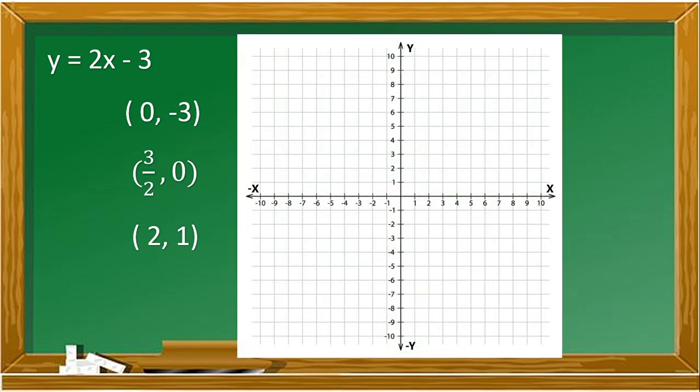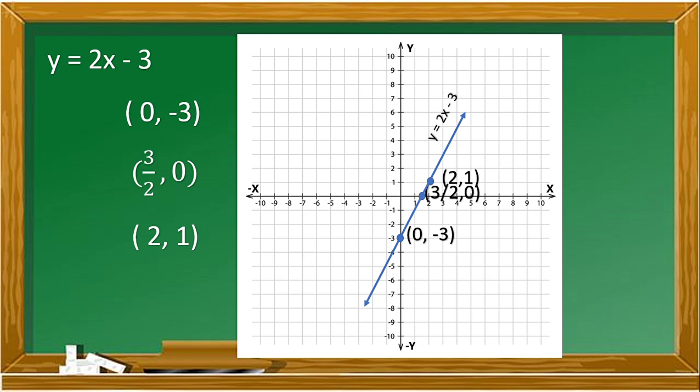So let's plot first (0, -3). Next, (3/2, 0). And then the last is (2, 1). After we plot the following points, let's connect them. And therefore, this is the graph of our y = 2x - 3.